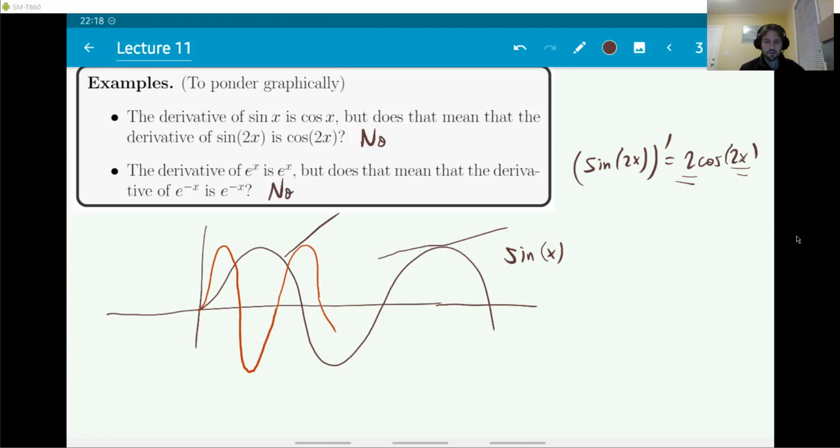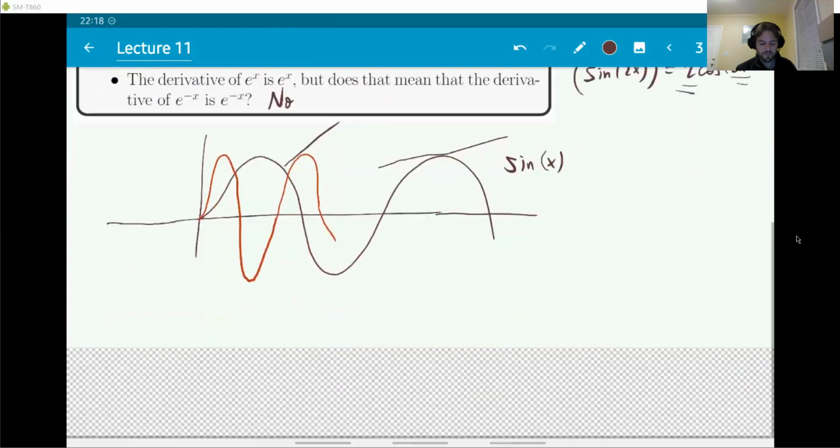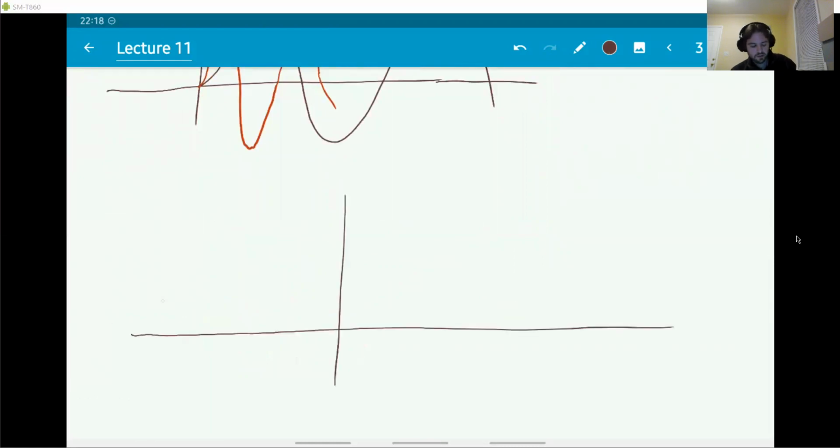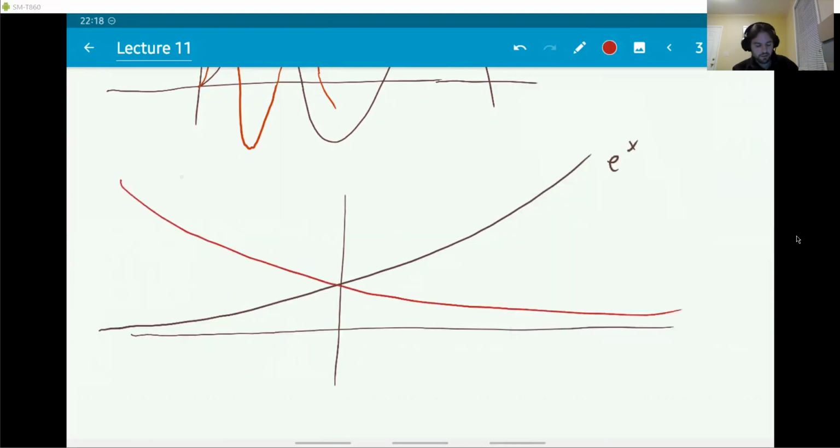The next one also has an answer of no. Let's read it. The derivative of e to the x is e to the x. But does that mean that the derivative of e to the minus x is also e to the minus x? The answer is no. So once again, here is the graph of both e to the x and its derivative. Now, if you think about e to the minus x, that's the one that reflects around the y-axis. This is e to the minus x.